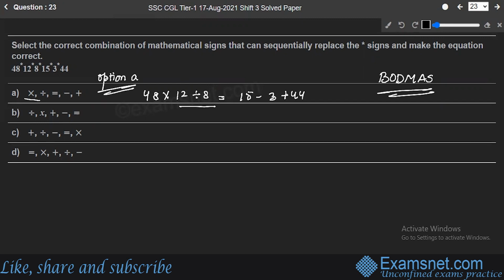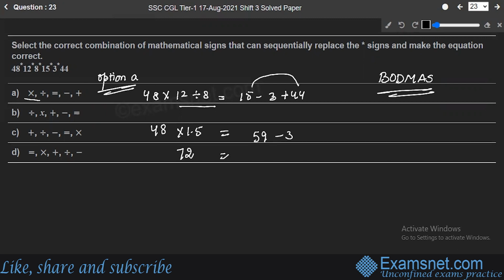And on the left hand side again, I'll be moving. So I'll be doing what? I'll be adding 15 and 44 because both of them are having the same sign, plus sign. So this will be 44, 12 divided by 8 gives you 1.5. 48 plus 1.5 is equal to 15 plus 44 gives you 59 minus 3. 48 into 1.5, it is equal to 72. And 59 minus 3 gives you 56.